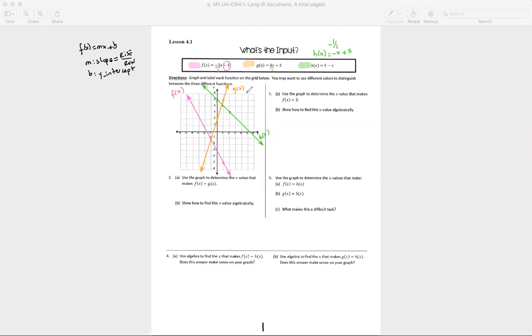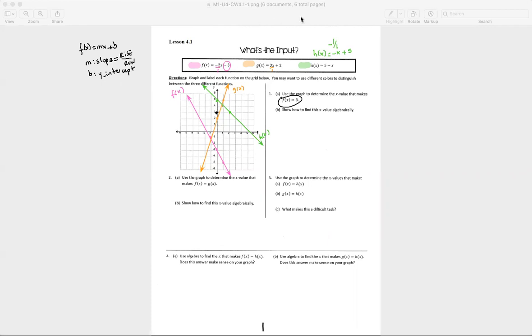Now for number 1, it says part A, use the graph to determine the x value that makes f of x equal to 3. So use the graph. They did not say use algebra. They did not say use anything else. They said use the graph. From the graph, where is f of x equal to 3? Where is the y value equal to 3 for f of x? The value y equals 3 is here. That's y equal to 3.